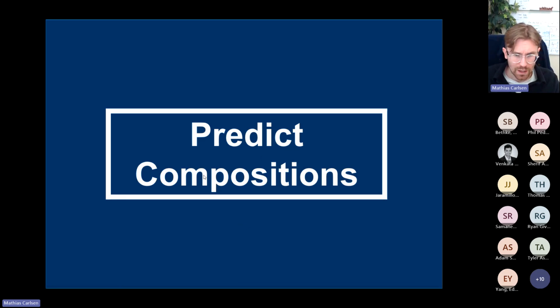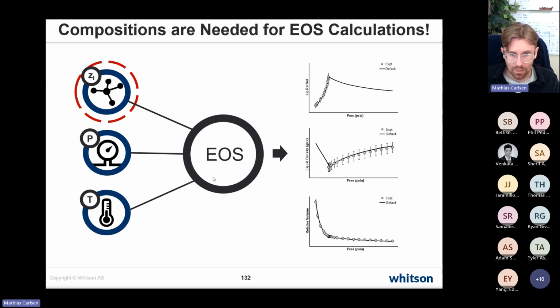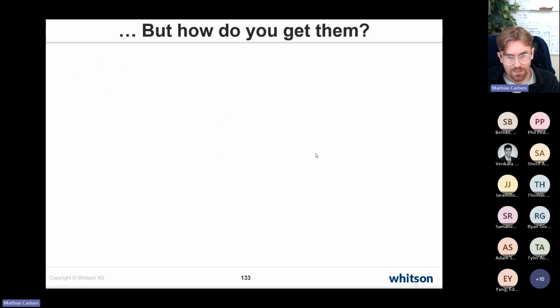The reason we would like to predict compositions is because temperature and pressure we can get good estimates of throughout the basin, but a composition can be hard for us to find good estimates of. So we need different methods to predict the composition based on GOR or whatever else. And when we have that, we can predict the PVT properties.